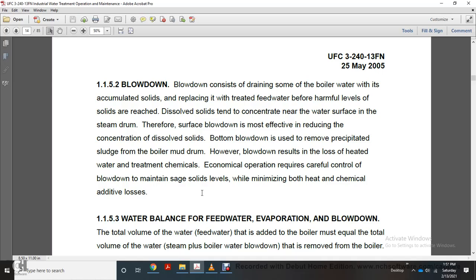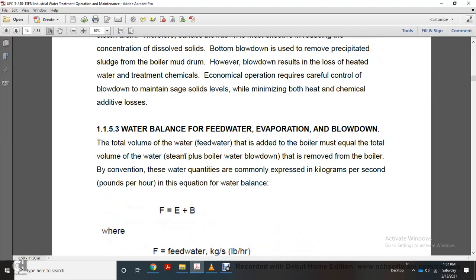Bottom blowdown is used to remove the precipitated sludge from the boiler mud drum. However, blowdown results in the loss of heat and water treatment chemicals. Economical operation requires careful control of the blowdown. Maintain solids at a level that minimizes both heat and chemical additive loss.